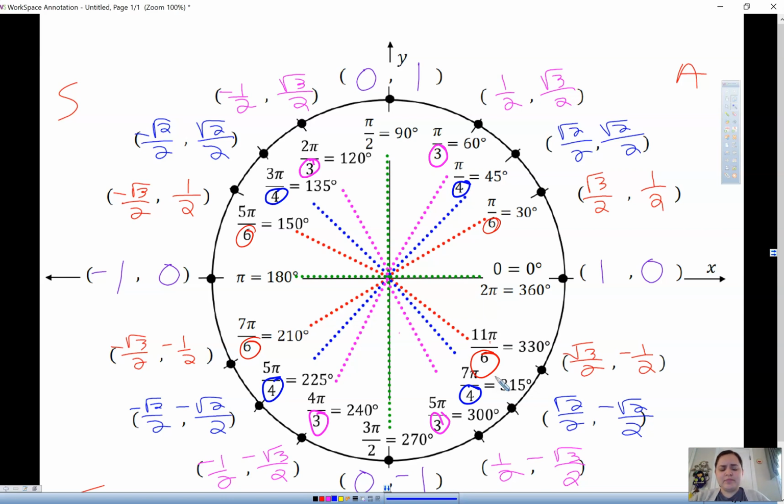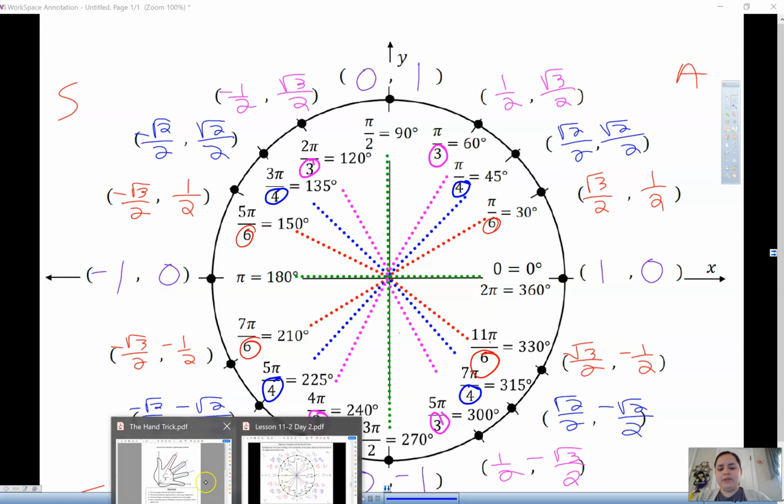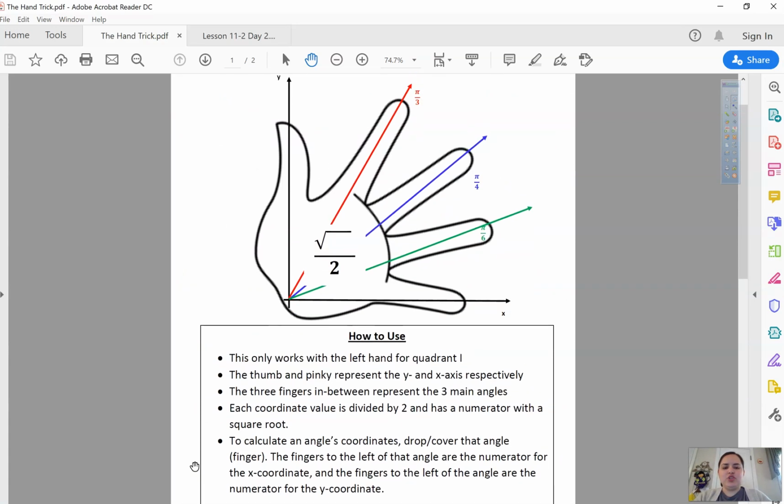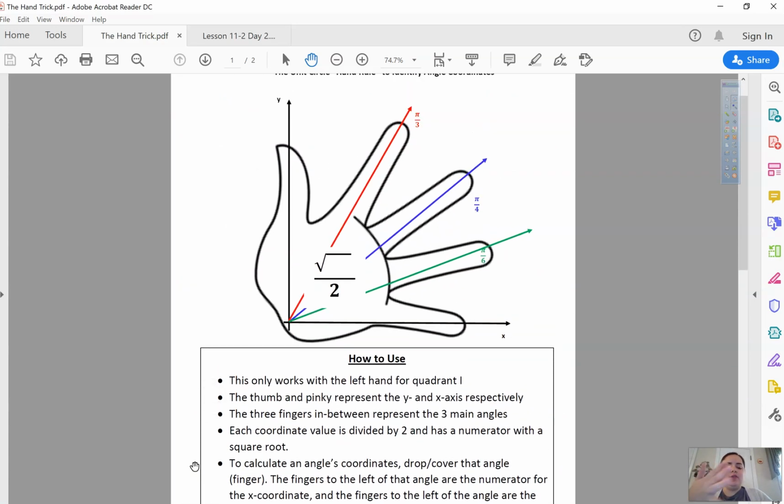And then to build this whole root 3 over 2, root 2 over 2, 1/2, I know that's kind of confusing, so there's this thing called the left-hand trick. I put this on your handout. So this left-hand trick shows you how to use it. So if you take your left hand, I'm going to do it this way, okay?